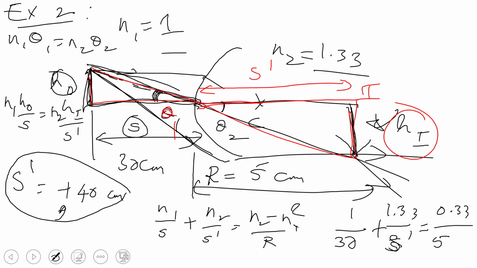The lateral magnification is the height of the image compared to the height of the object, right? And so I can make this hi by h0. If I take h0 there and bring the other terms here, then I would have the magnification as hi over h0, which is equal to n1 s prime by n2 s.